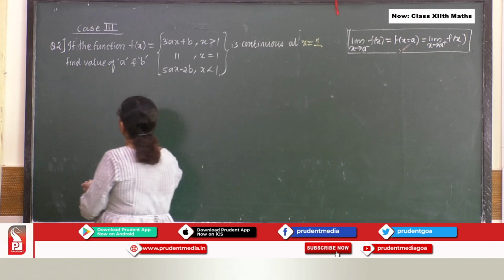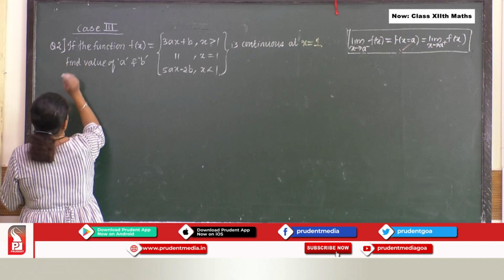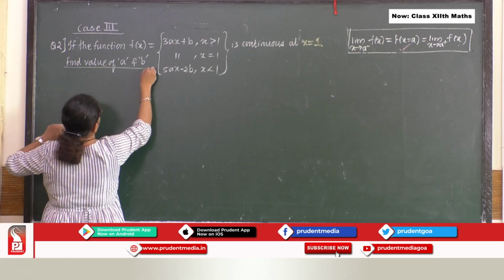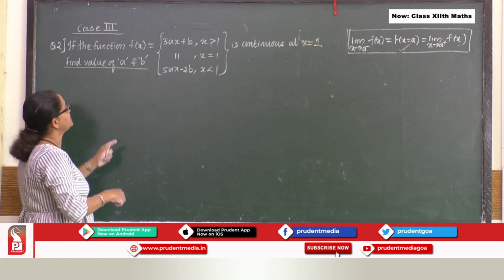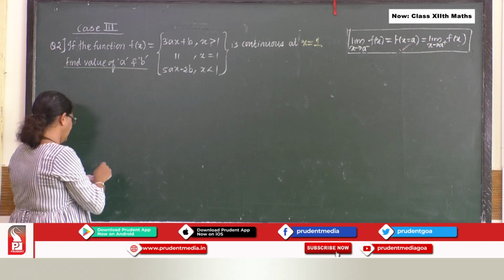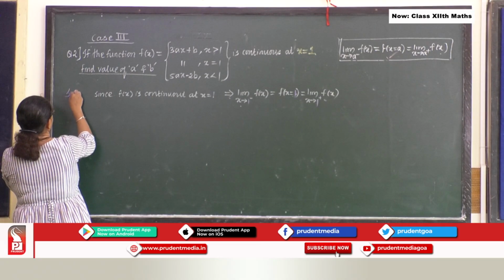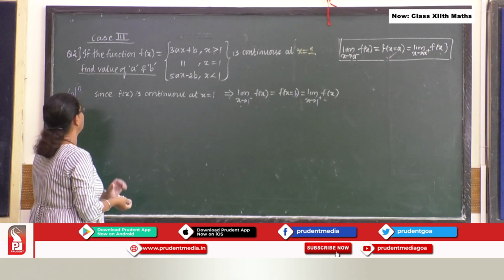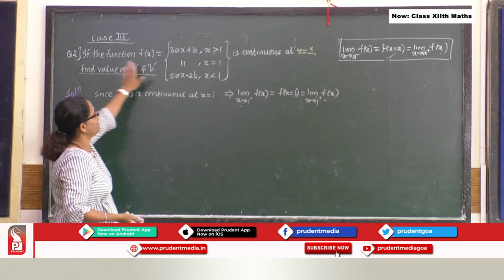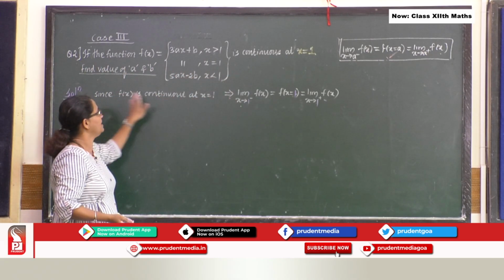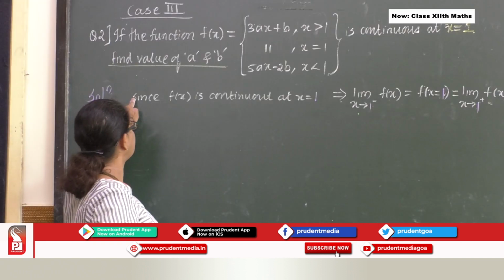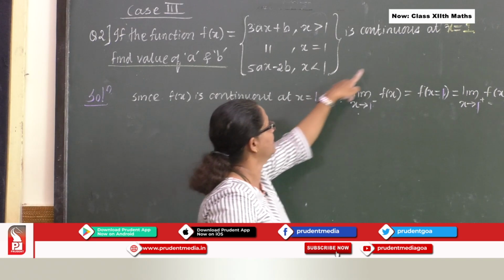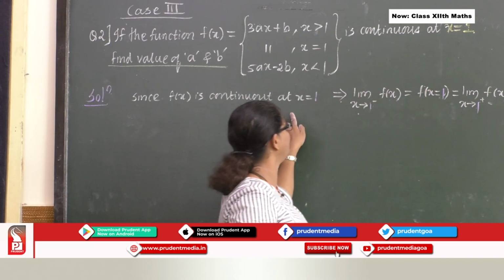So what I need to do is find the value of a and b, and what is given to me? The function is continuous. Let's start with the solution. When I start with the solution, whatever is given in the problem, let me write it here. So I say since the function is continuous at x equal to 1, look at this, what is given at x equal to 1.